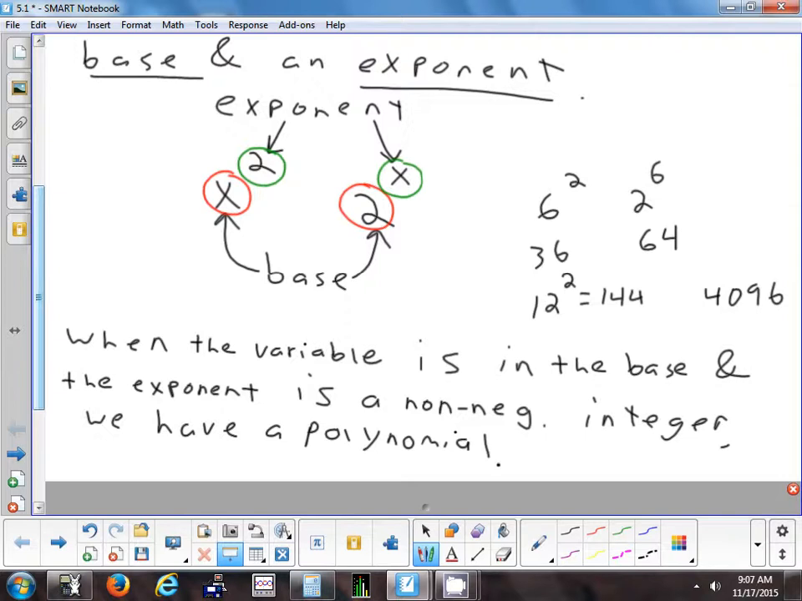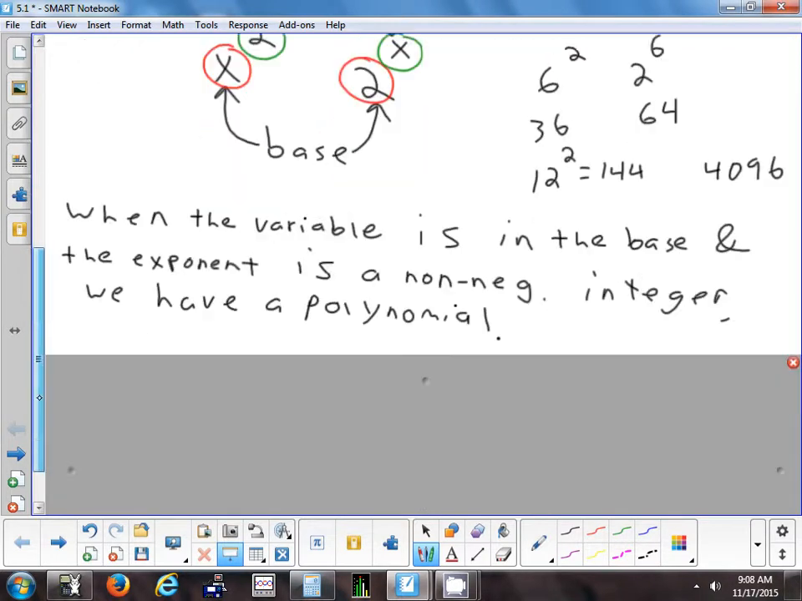So when you have a variable in the base and your exponent is a non-negative integer, so no fractions, no decimals, that's a polynomial. Things like x squared, 5x cubed, 9x to the 8th power. Anytime your exponent is a non-negative integer, and you have a variable in the base, that's a polynomial. Everything we've studied up till now has been pretty much polynomials.